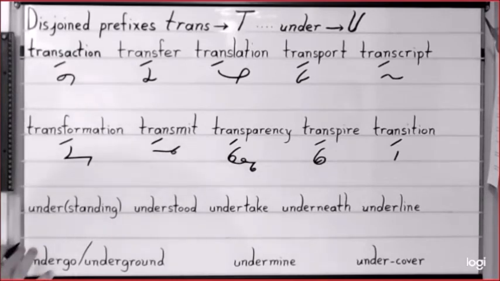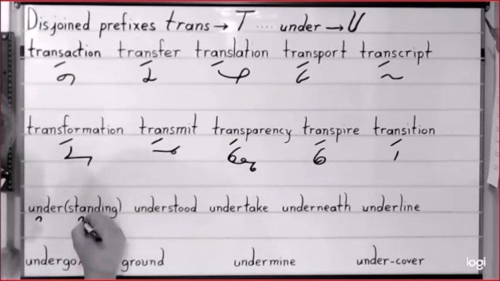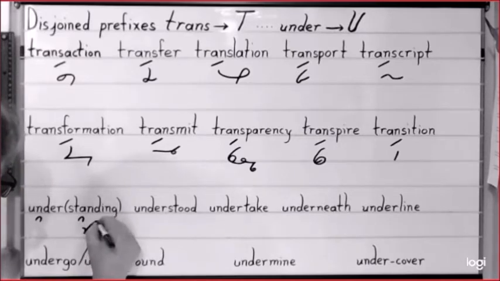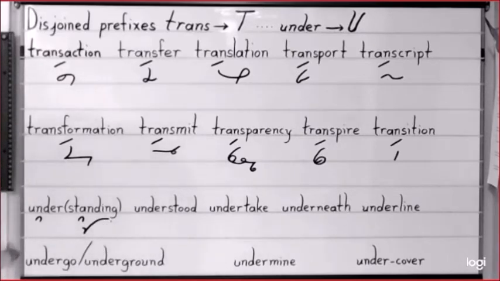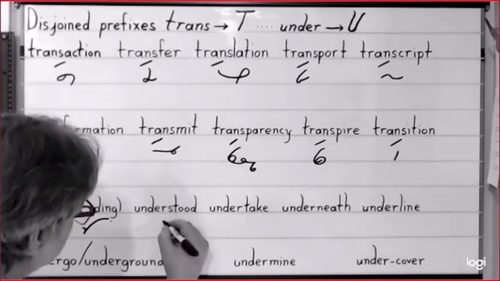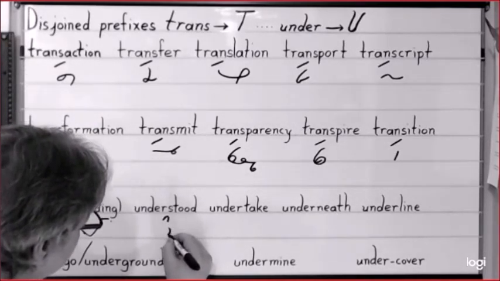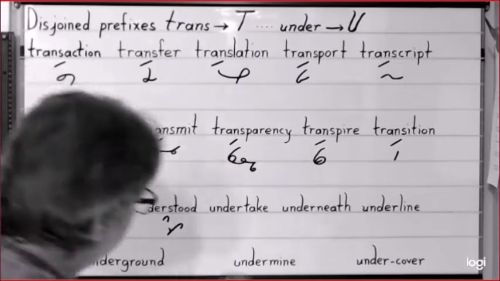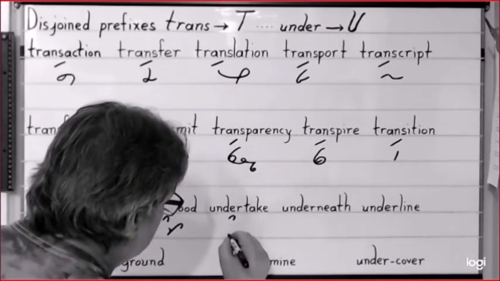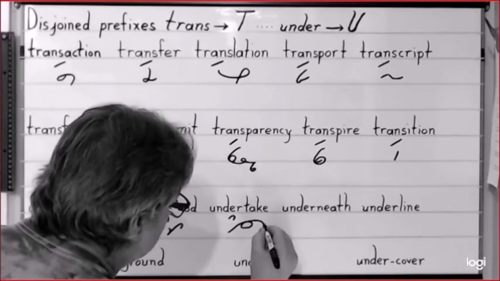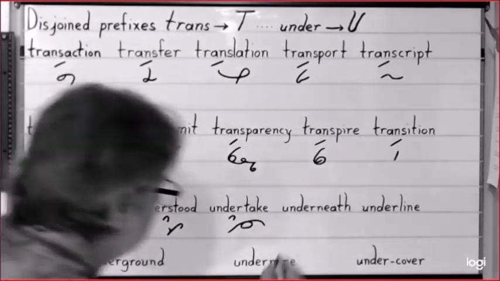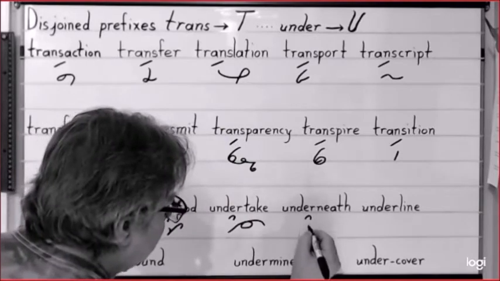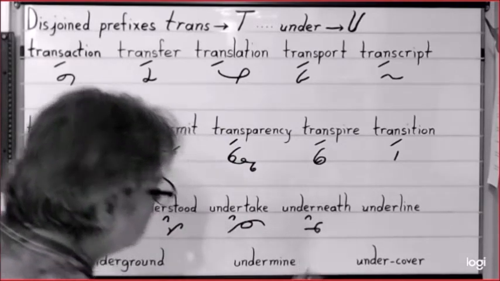Now for the word under is a U by itself. For understanding is a U and then an S, a T instr, and a dot for the ing. For understood, it is a U and then S, T, U. For undertake, it is a U and a T, A. For underneath, it is a U, N, E, T, H.